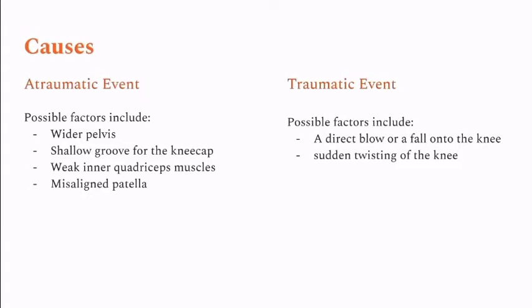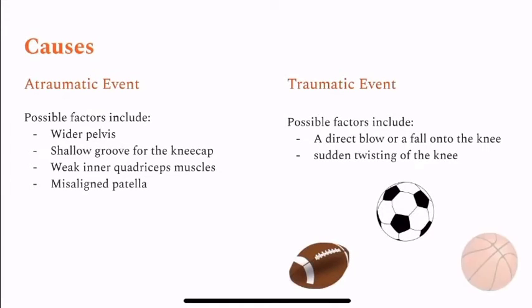A traumatic event is when an accident has happened. Patellar dislocations are often a result of a direct fall or blow or sudden twist of the knee. Any extreme activity or contact sport can cause a dislocation. This type of injury is most common in high-impact sports such as football, soccer, or basketball.